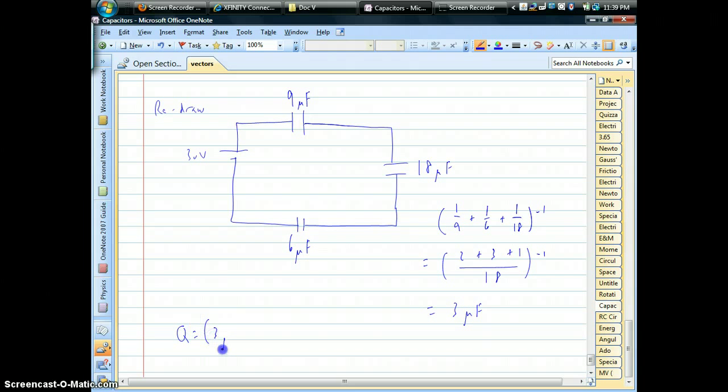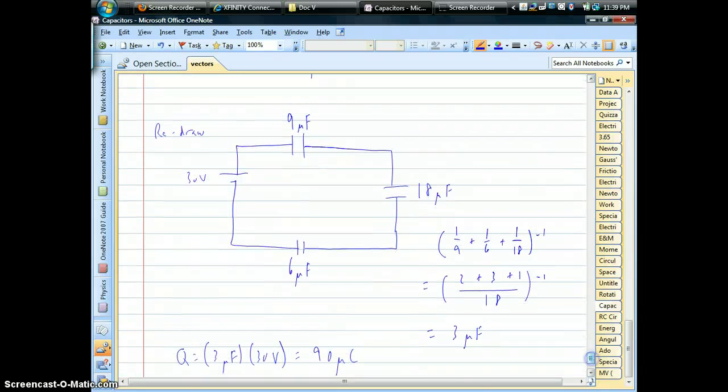Since we know we have 3 microfarads total and a 30-volt battery total, we have a total of 90 microcoulombs of charge being stored by this particular circuit. So keep in mind what that means. Okay, how do you interpret this number?